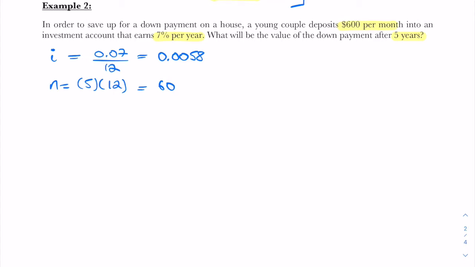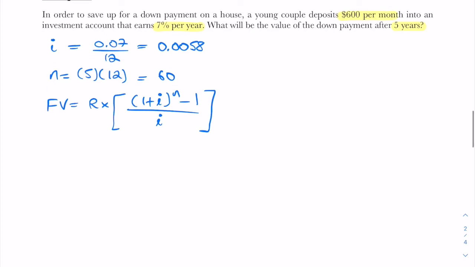We want to determine what the future value of all of their savings will be. So the future value is equal to the monthly payments multiplied by 1 plus I to the exponent n, take away 1, divided by I. In this case, you don't need to do any rearranging. We're looking for the future value, so plug everything in. We're making monthly payments of $600.